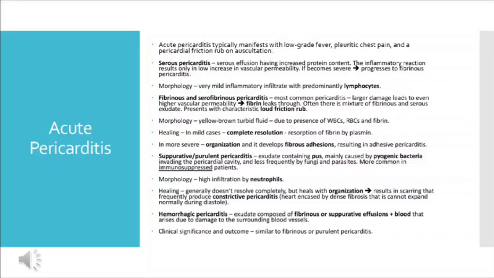Third, there is suppurative or purulent pericarditis, and the exudate contains pus, mainly caused by the pyogenic bacteria invasion of the pericardial cavity. Examples of this bacteria could be staphylococci or streptococci, and less frequently it could occur due to fungi and parasites. And it's most common in immunosuppressed patients. The causes are basically spread of the infection to the pericardium.